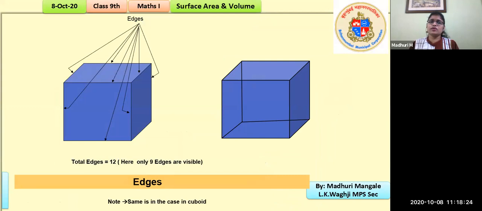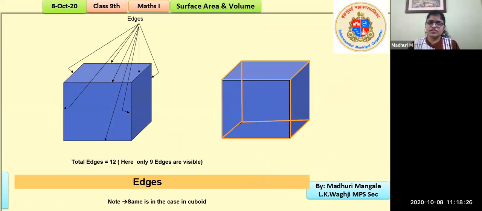Next we look at the edges. So what are the edges? Edges are, if you look at this shape, the borders between two faces. This is the first face, the second face, third face, the fourth is at the back, fifth at the bottom, and sixth at the top. The edges are the line which joins two faces. So we are counting the edges.